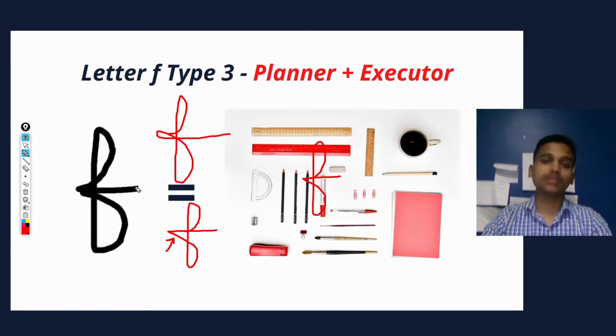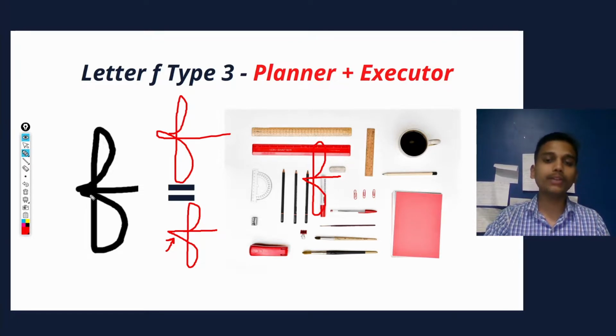Now, loop size too matters. Sometimes you'll find the upper loop is small and the lower loop is big. Sometimes you'll find the lower loop is small and the upper loop is bigger. Ideally, it's better to have the lower loop a little bigger and the upper loop a little bit smaller. It too works, as execution is more important, yet planning is also important, though not that much.